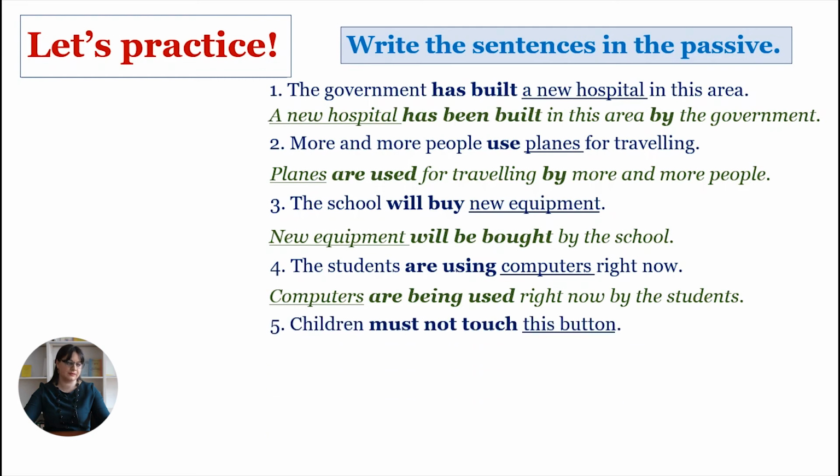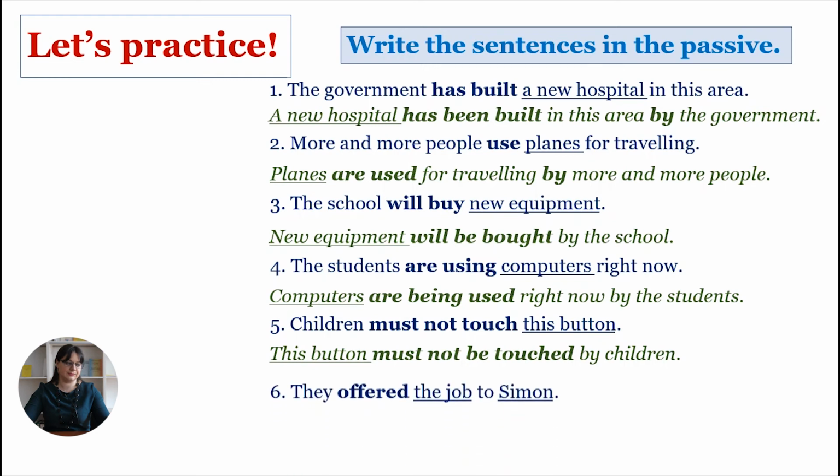Next. Children must not touch this button. This button is the object, which becomes the subject of the passive sentence. This button must not be touched by children.